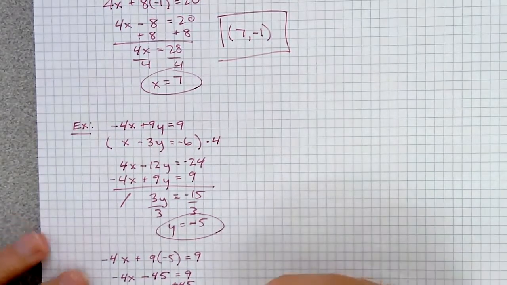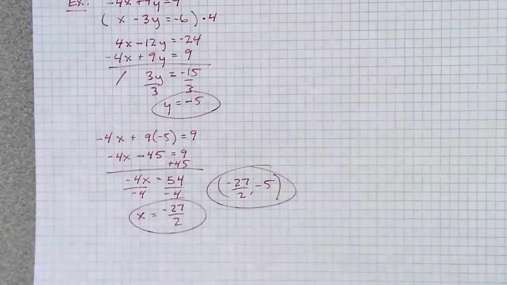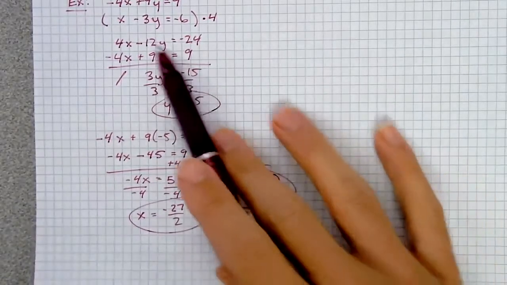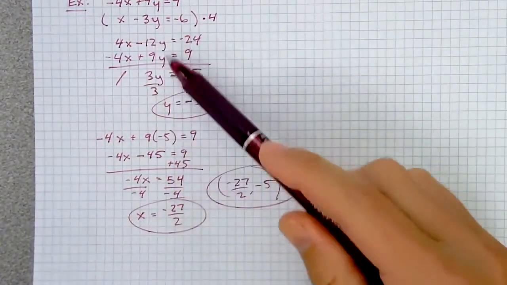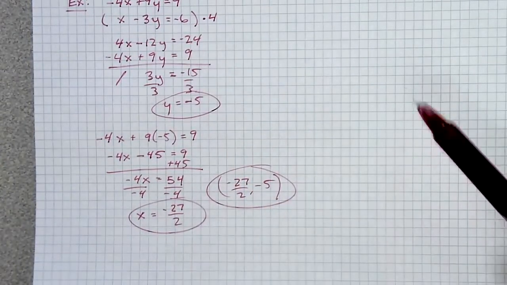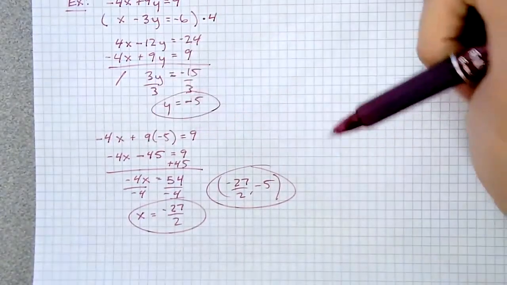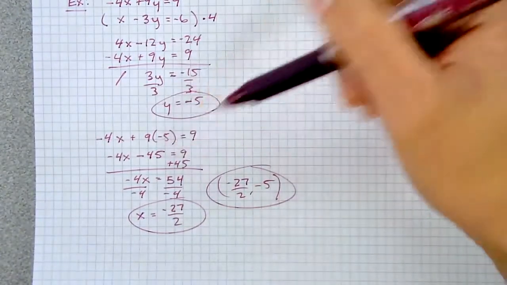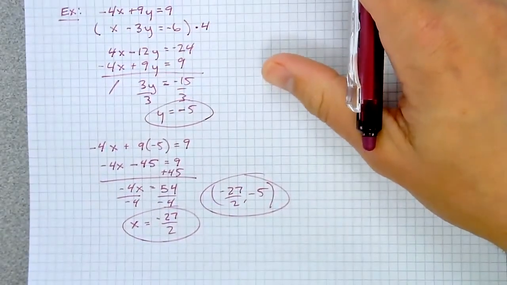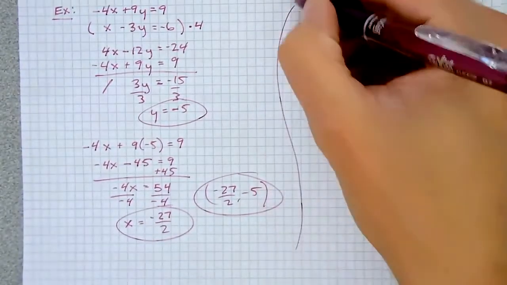It's possible I did something wrong, but oops, it's off the screen there, sorry. So again, the negative 5 we plug back into the top equation. Could have plugged it into the second one or even the one we made up. And then we have negative 4x minus 45 equals 9. Add 45 to both sides, so I get negative 4x equals 54. Divide by negative 4 reduces down to negative 27 over 2.